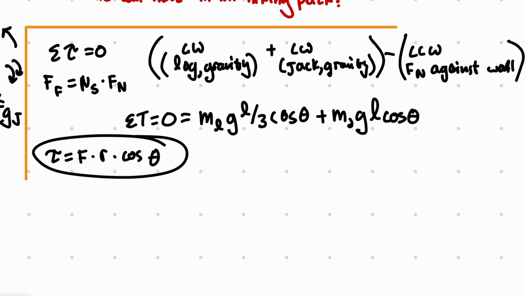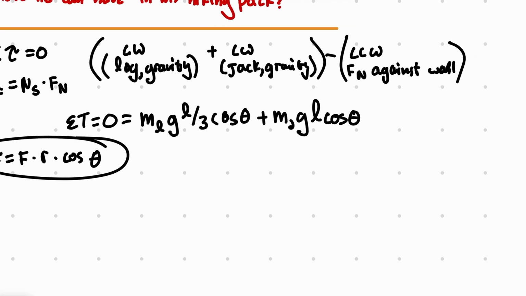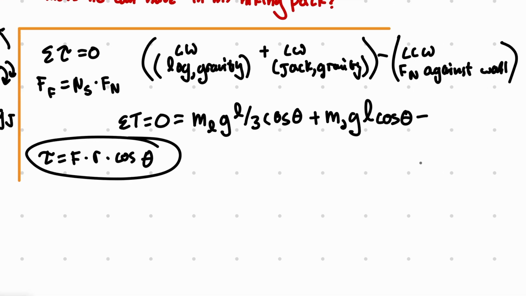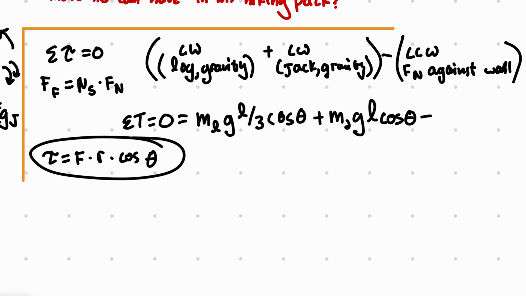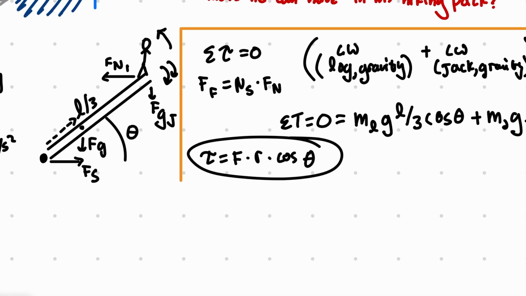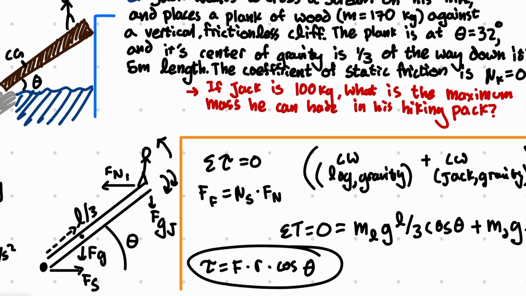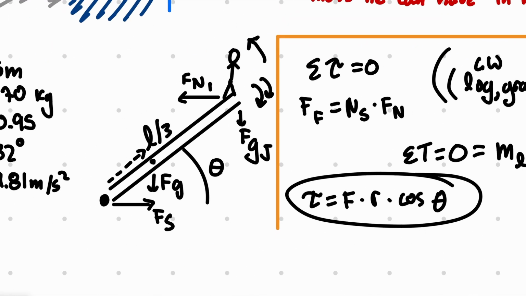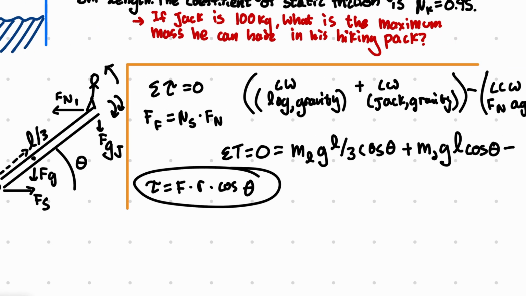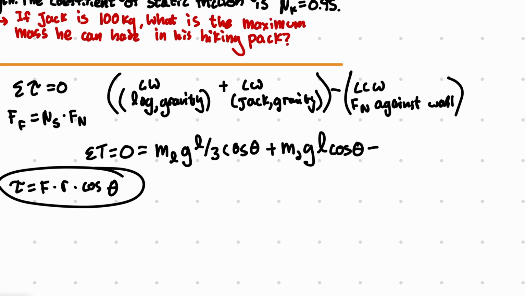times cosine theta for the same reason as before. Now, all we're going to do is subtract the forces going counterclockwise, right? The force normal against the wall. In this case, we know that the force normal against the wall is equal to the force of static friction. We know this because the log isn't accelerating in one direction or the other, and these are the only two forces. So this is a quick, nifty little trick we can use.